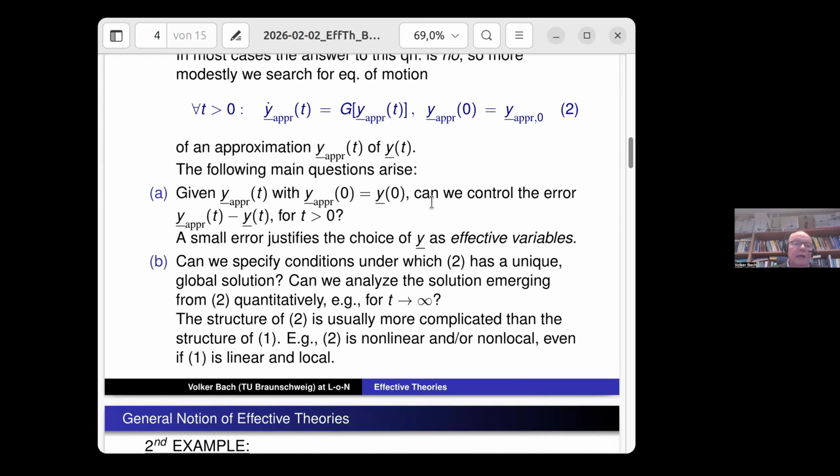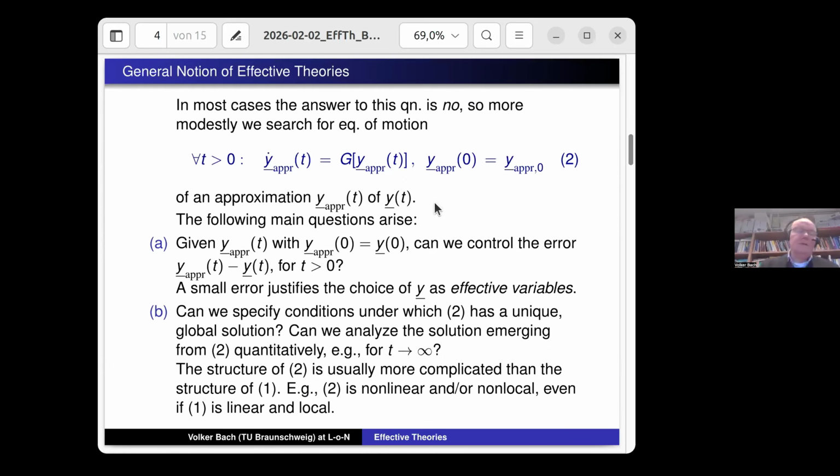Now, two main questions naturally arise if we follow this program. First of all, we have to be able to control the error made by the approximative y. So y approximative, if it agrees with y at time equals 0, then can we control the error for positive times? That's a natural question. And if this error is small, then we had made a good choice for y. So this is kind of a quality measure.